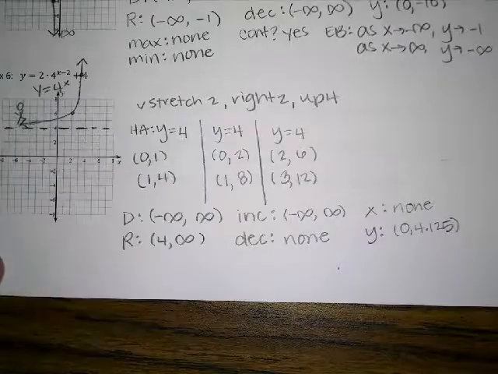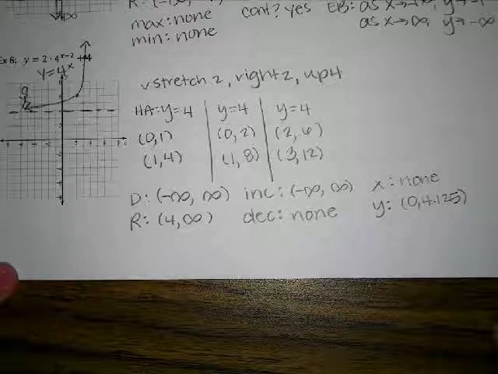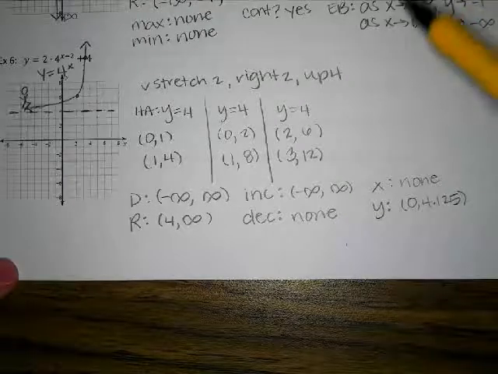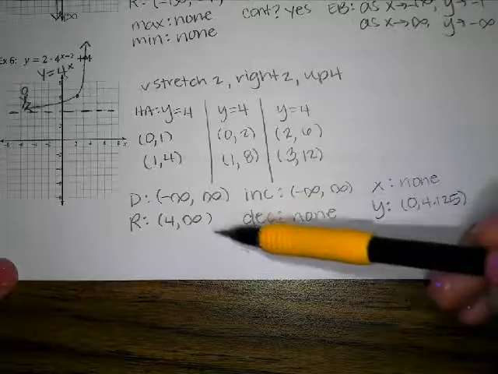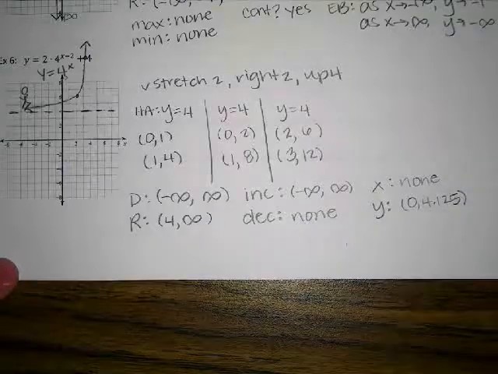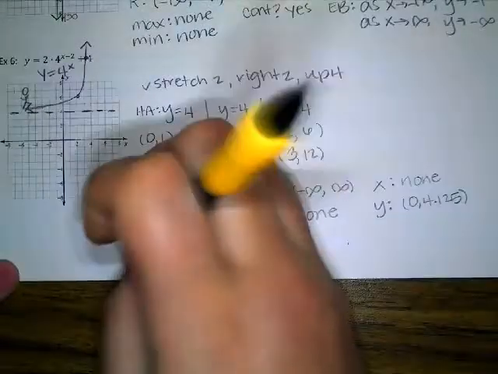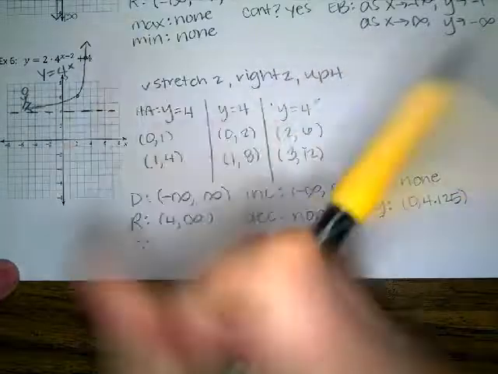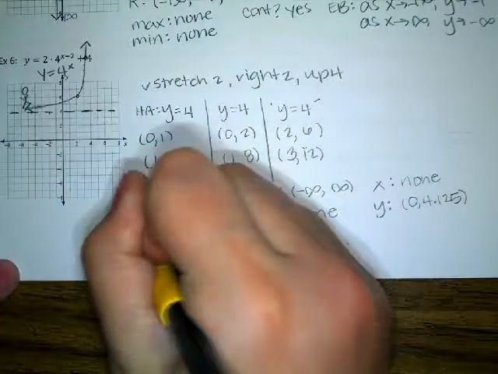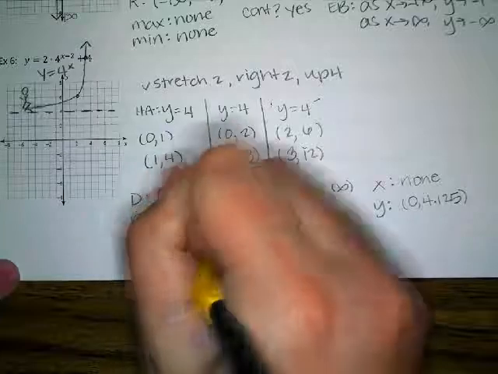All right. So we have domain, range, increasing, decreasing, x and y. Now we've got to do max and min. None. It's not there either. I'm glitching out now. Max, min, none, none. Continuous, yes.